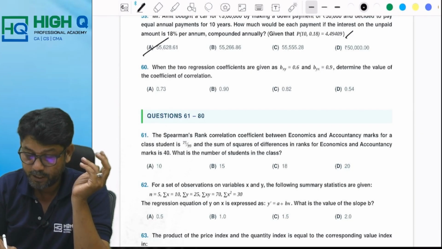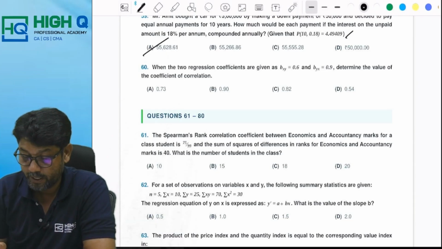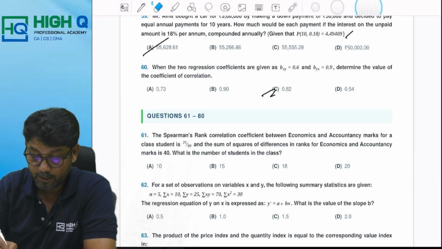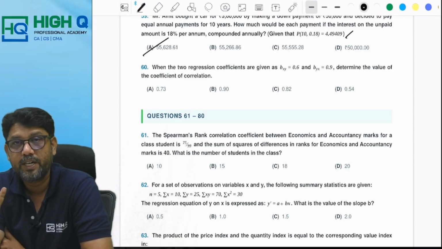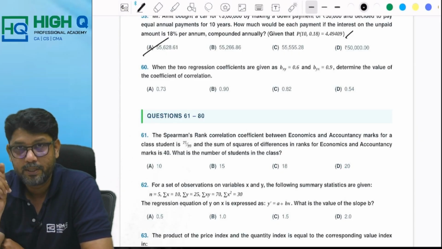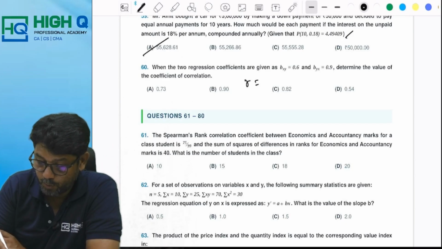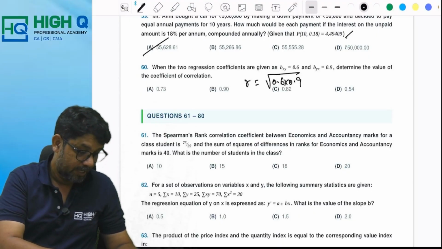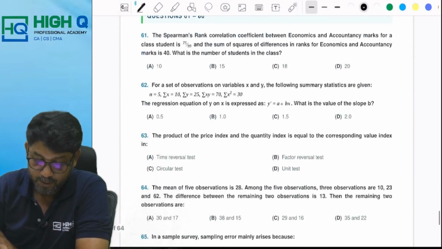Next one. When the two regression coefficients are given by bxy equal to 0.6 and byx equal to 0.9, determine the value of the coefficient of correlation. Here, regression coefficients are given. They ask you to find out R. R is the geometric mean of byx and bxy. I think you know about it. And also byx and bxy both are positive. Therefore, R is going to be positive. Simply what you will do, root of 0.6 into 0.9, which is 0.54. Square root of 0.54 is what, my dear? 0.73. Option A. That's it.